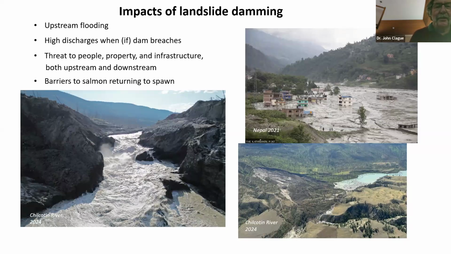So the high discharges are important when the dam fails, and they pose, in my view, a threat that we have trouble dealing with to property and infrastructure, both upstream and downstream of places where these barriers might form. And they do pose at least temporary barriers to those resilient creatures that are one of the most amazing organisms on this planet.